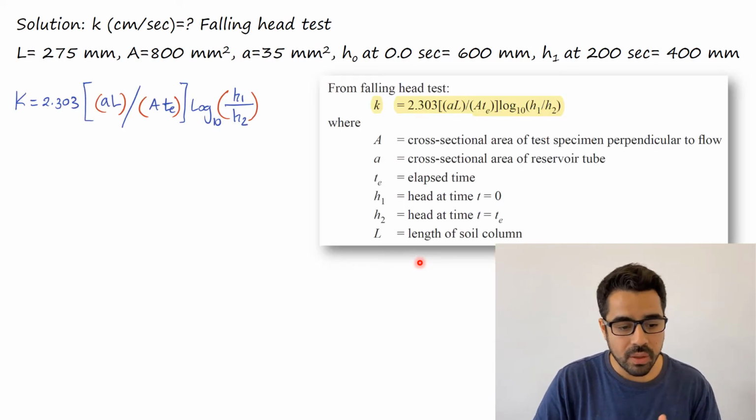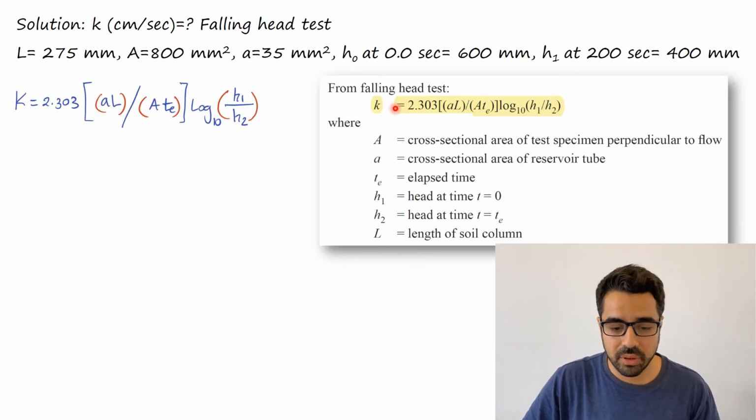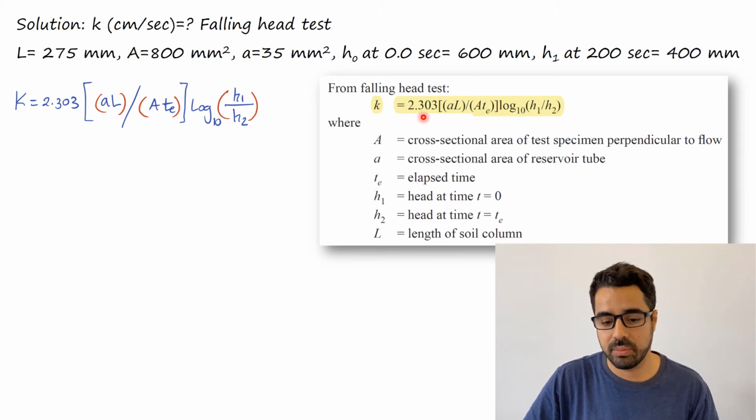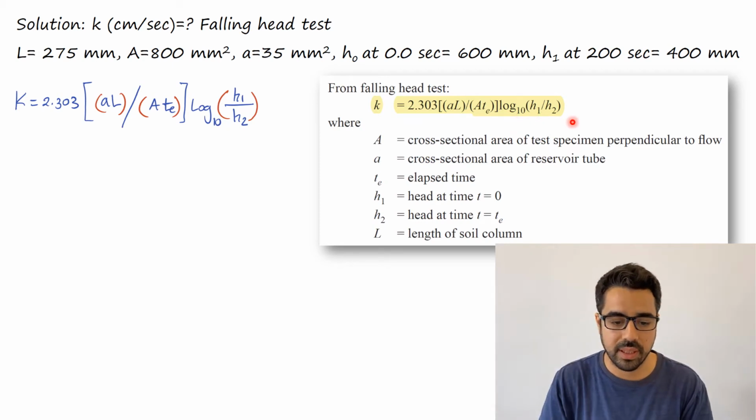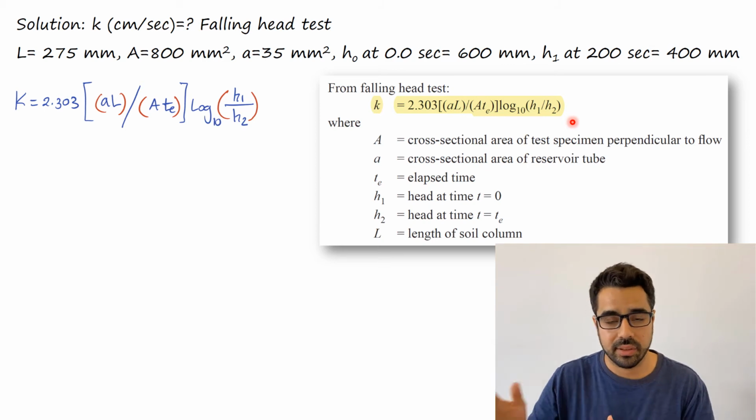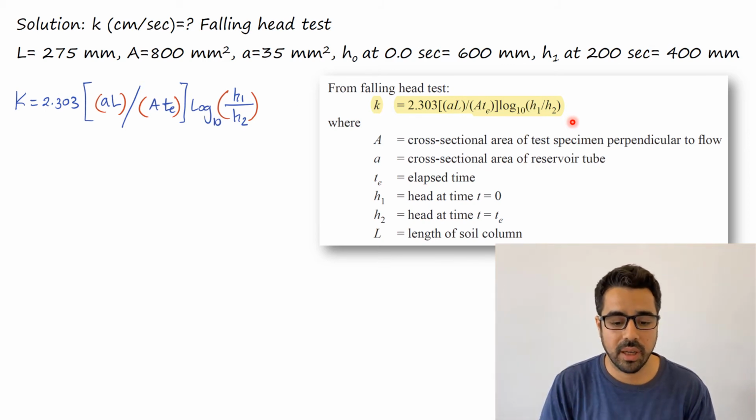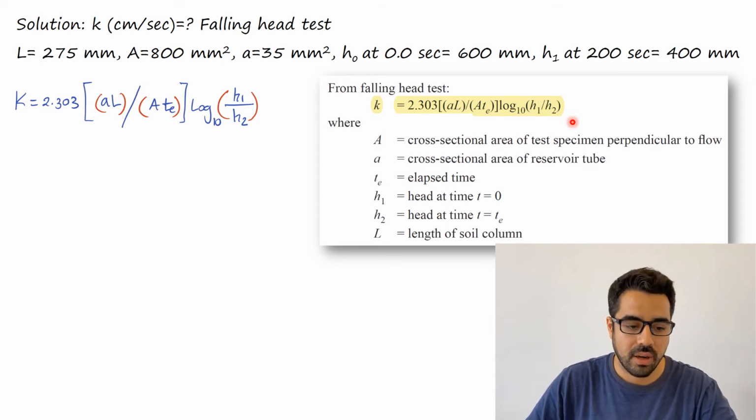So we go to your FE reference manual and you're going to see this equation, 2.3 times a L over A times T_E, and then we use the log of H1 over H2. H1 and H2 are the heads at a certain time: time 0 and a specific time, 200 seconds.